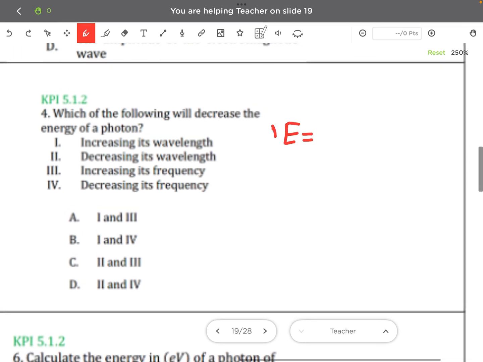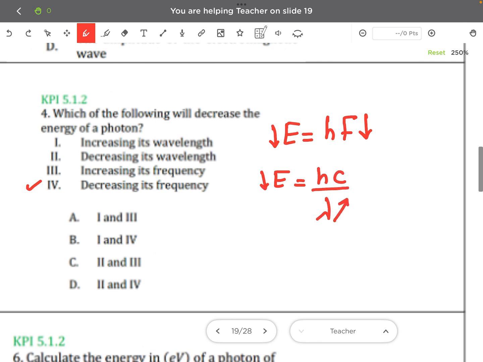Which of the following will decrease the energy of a photon? To decrease the energy of a photon, I have to either decrease the frequency, so this one, or also increase the wavelength. So 1 and 5. No, 1 and 4, there is no 5.